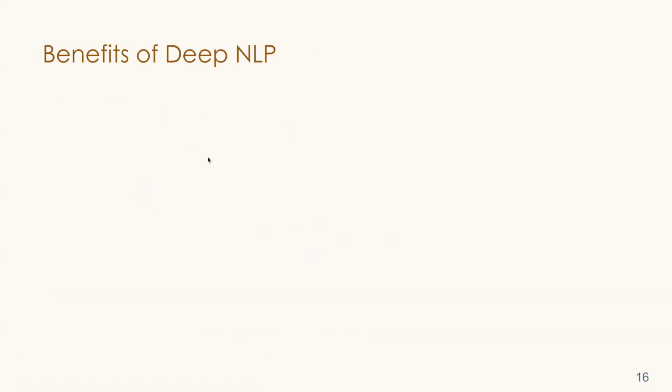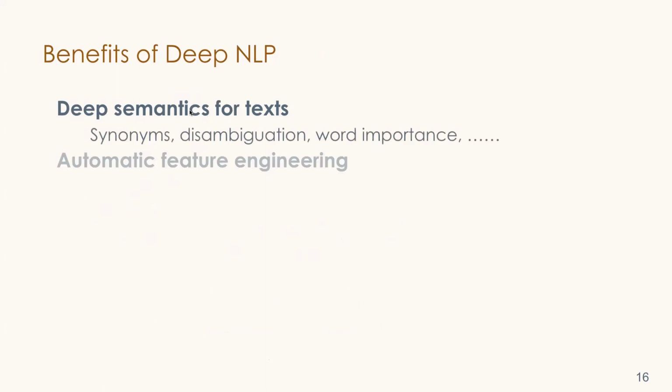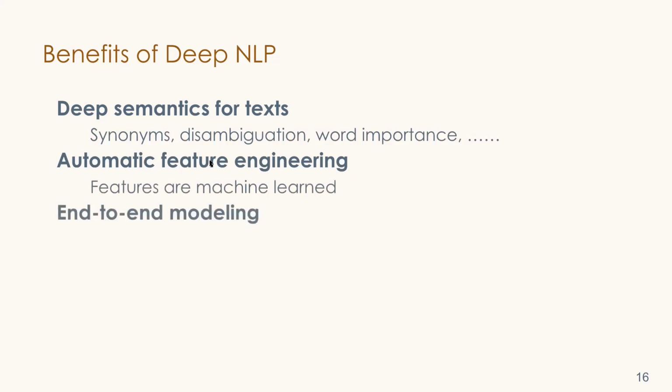So there are many benefits of the deep learning based NLP. One is that it can solve the deep semantics for the text, as I mentioned in the last slide. And then it can also do automatic feature engineering. All the features are machine learned. It is end-to-end modeling, meaning that all the parameters are jointly optimized. For example, in the recommender system, it is to optimize the clicked document.